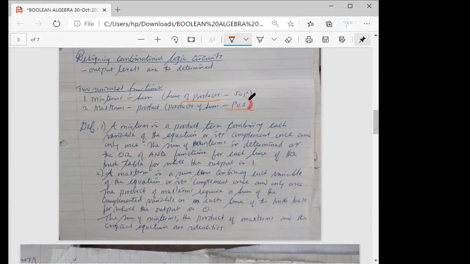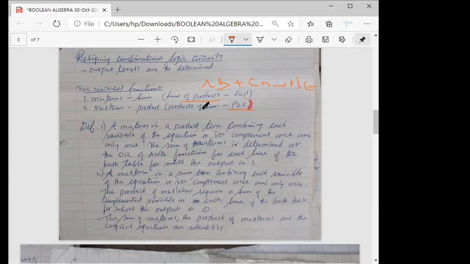So we have POS versus SOP. Sum of products, meaning you have products which you are going to sum up. For example, you can have AB, these are products, plus CD, plus BE, something like that. These are products which you are summing. That's what we're calling the sum of products.